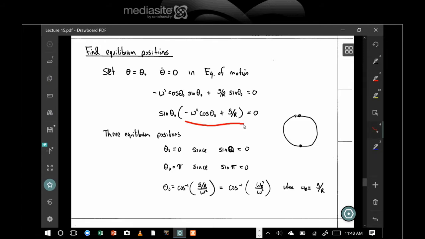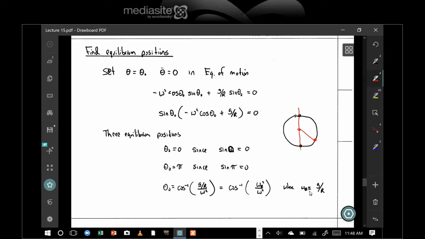Now, technically, there are 3 roots to that equation. Remember, sine can equal 0 where theta naught equals 0 or theta naught equals pi. So that's those two equilibria. If you think about those two equilibrium positions, you've got the hoop here, and one equilibrium position is here, one equilibrium position is there. Now the one on the bottom is going to be stable. The one on the top is going to be unstable.